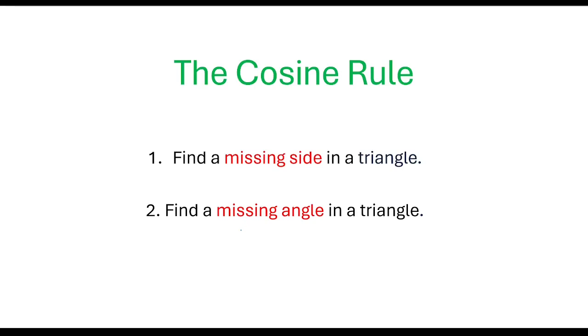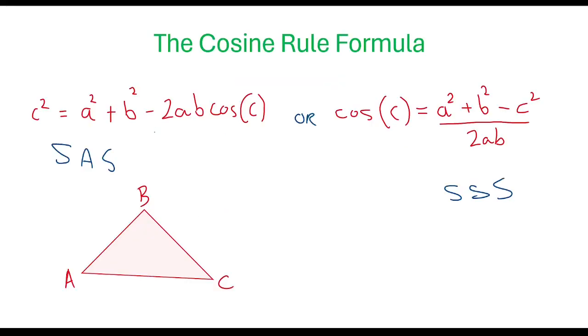So the cosine rule is great because it helps you find a missing side in a triangle and also a missing angle in a triangle, even when it's not a right angle triangle. The cosine rule is c squared equals a squared plus b squared minus 2ab cos C, or you can rearrange it and write it as cos C equals a squared plus b squared minus c squared over 2ab.